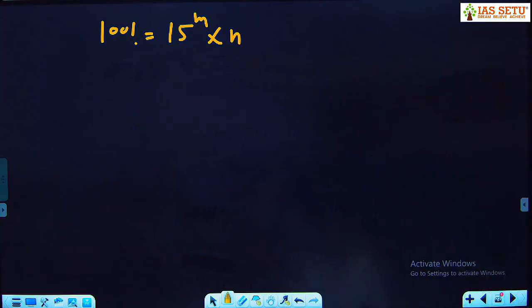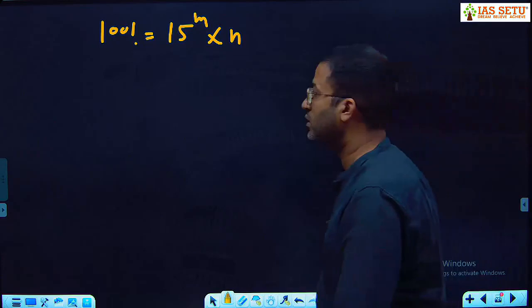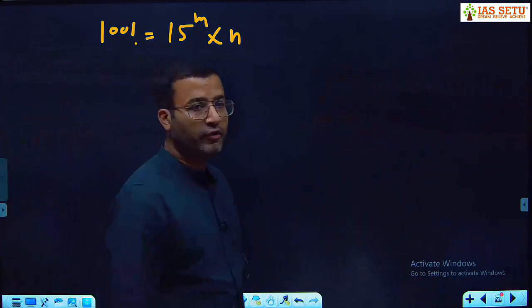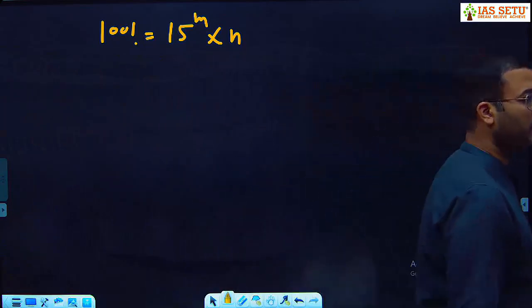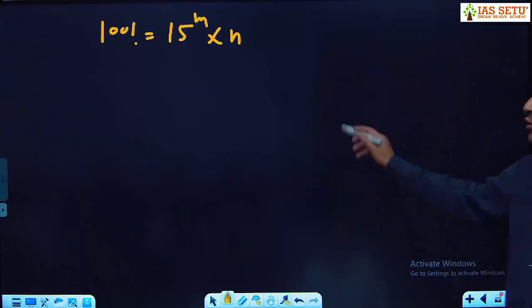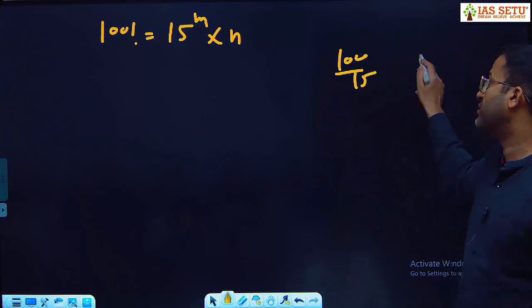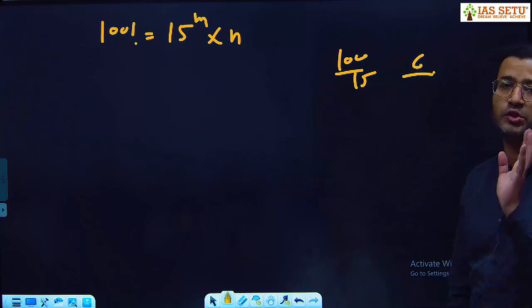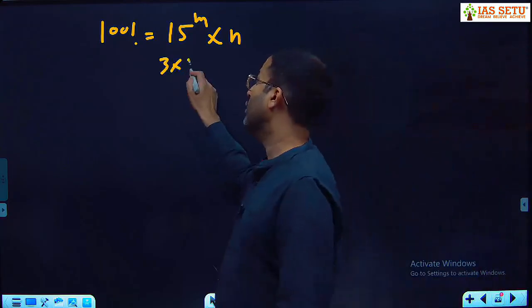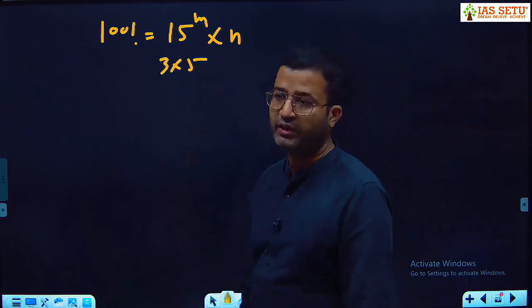Which type is going on now? Type 5. The question is 100 factorial is equal to 15 to the power m into n. What is the maximum value of m? Don't check 15 directly, because if you do 100 divided by 15, you get 6, but 6 is the wrong answer. You have to break 15. What is 15? 3 into 5. So you have to check how many 3s are there, how many 5s are there.